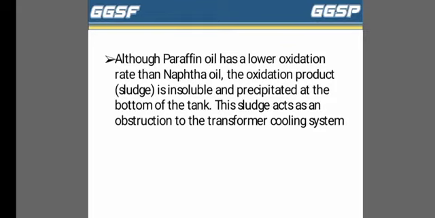Although paraffin oil has lower oxidation rate than naphtha oil, the oxidation product sludge is insoluble and precipitated at the bottom of the tank. This sludge acts as an obstruction to the transformer cooling system.